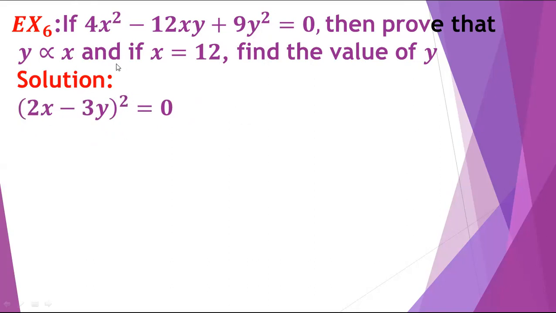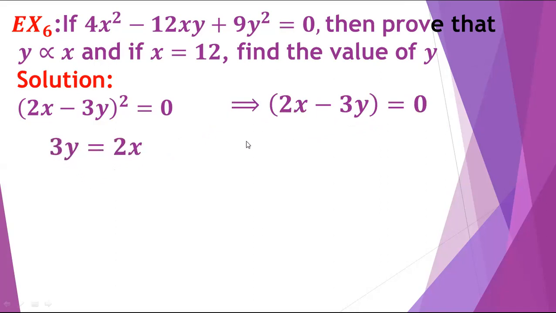root of the first, sign of the middle, root of the third, bracket power 2 equals 0. It means we can take the bracket only one time. 2x minus 3y equals 0. Then 2x equals 3y. I want to prove that what? Y varies directly as x.